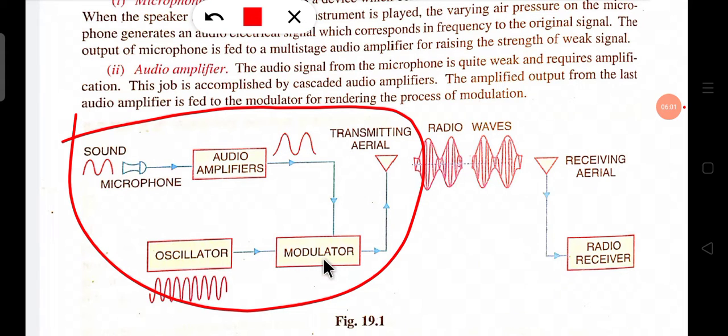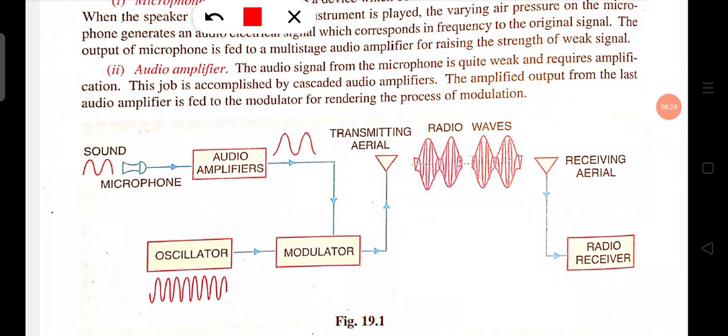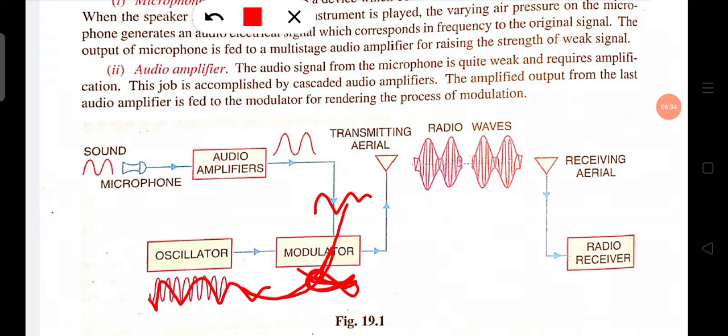That means the function of the modulator is that our message signal is superimposed with the oscillator signal, which is the carrier signal. Here a high frequency signal is coming here and a message signal is coming here. So both signals are added or superimposed. The concept of modulation we will discuss in coming classes.